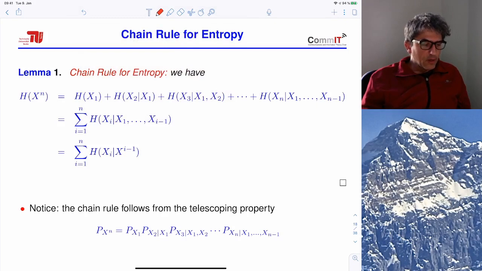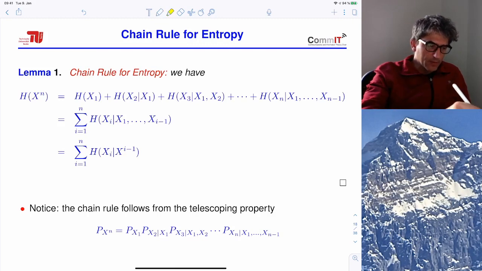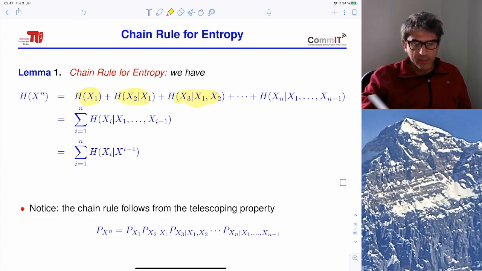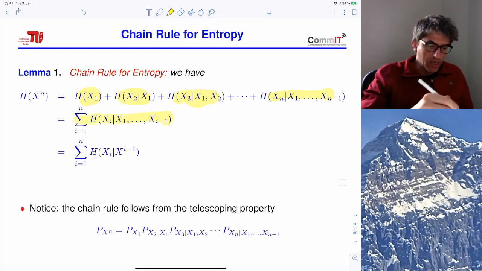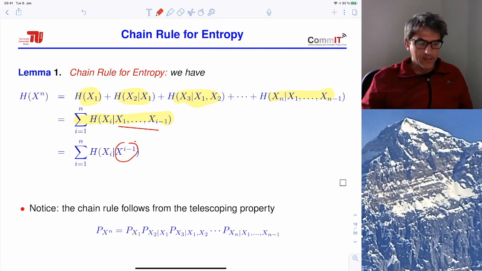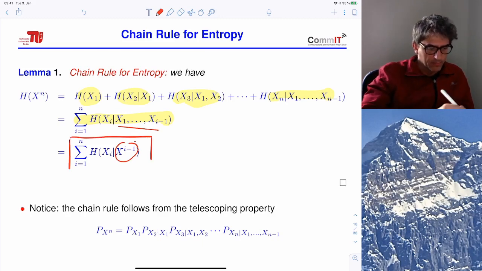The joint entropy of a random sequence X^n can be written as the entropy of the first element, so entropy of X1, plus the conditional entropy of X2 given X1, plus the conditional entropy of X3 given X1, X2, et cetera, until the last element, which is the entropy of the last element given all the elements before. In a formula, we can write it in this way, or using the notation that the random sequence from 1 to i minus 1 can be simply written as X superscript i minus 1. This is the chain rule, okay?